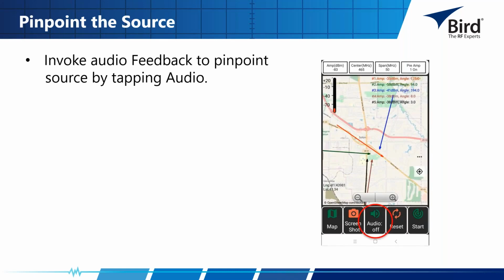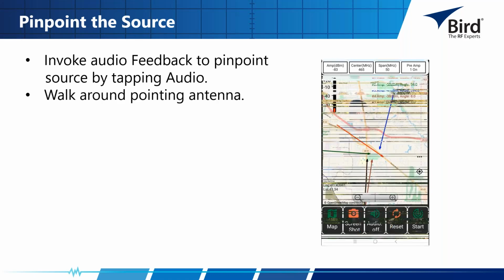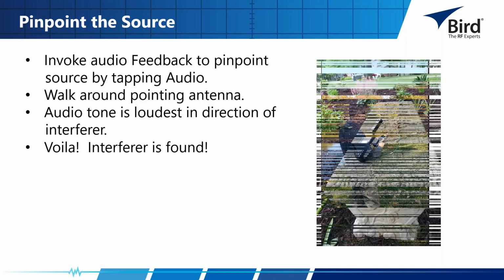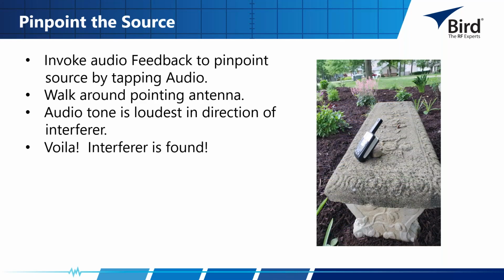So now you can invoke the audio feedback to pinpoint the source by tapping on the audio button, and then walk around pointing the antenna. And the audio tone is going to be loudest in the direction of the interferer. And then finally, you'll find where that interfering signal is coming from when that audio tone is loudest.